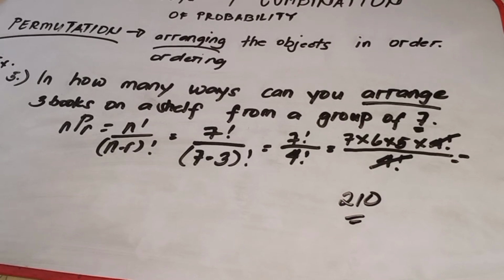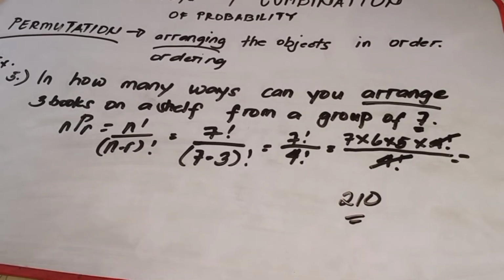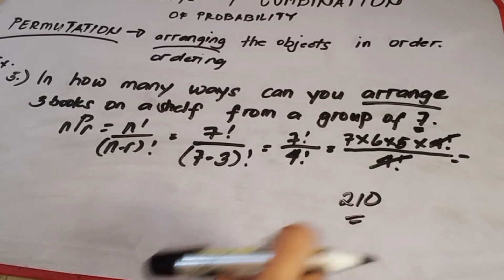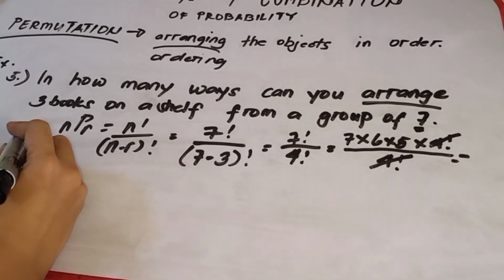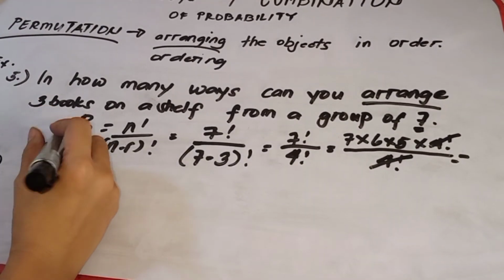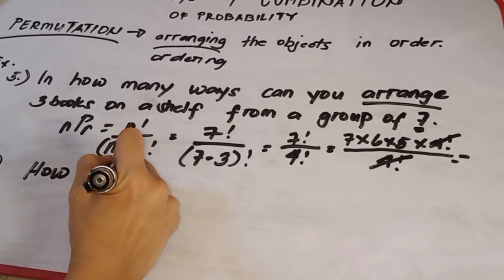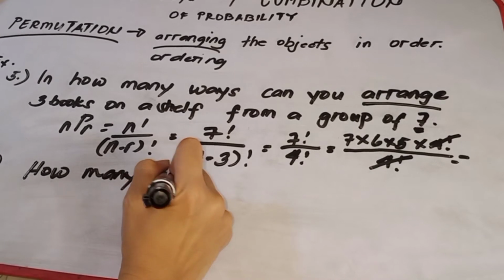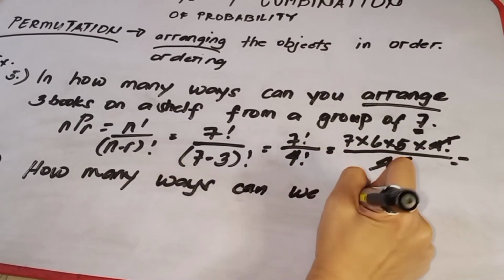Paano naman kung yung problem, for example, how many ways can we arrange 3 books on a shelf? So baguhin natin yung example, ha, and let's analyze kung ano yung gagamitin nating formula. So let's say number 6 example, how many ways can we arrange? Write ko lang yung example. Okay, so how many ways can we arrange?